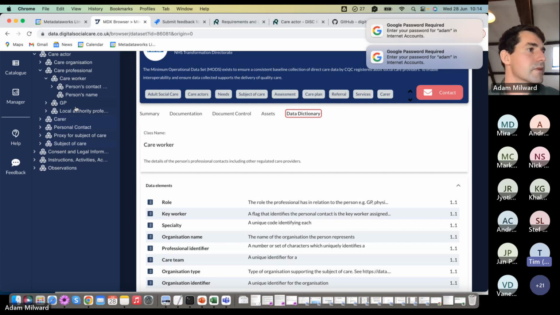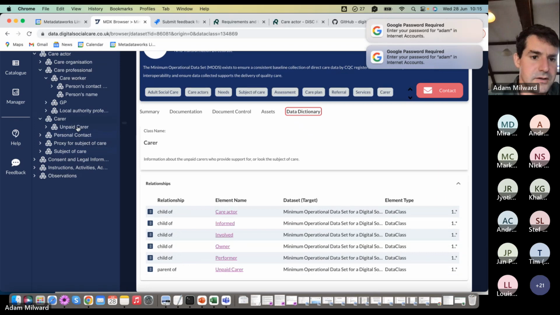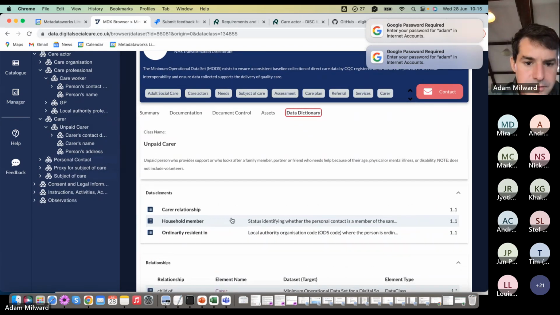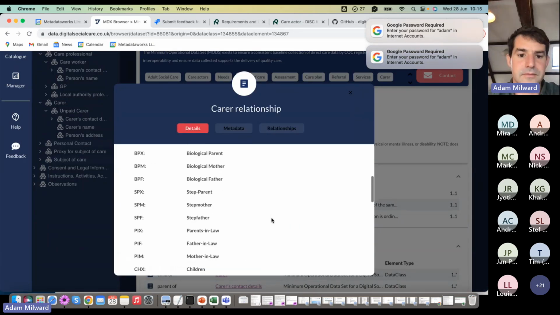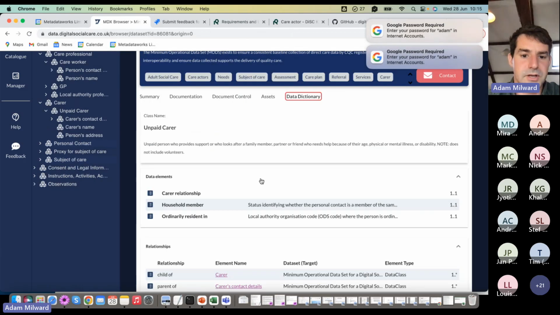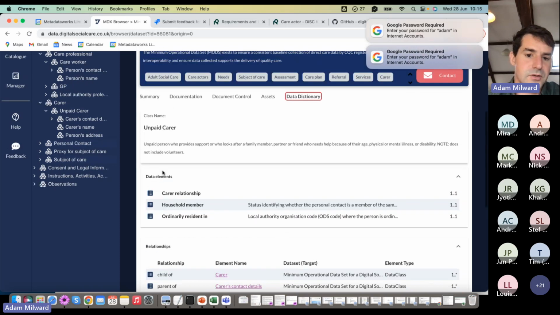Do you capture how close they are so we can devise the relationship circle? So we do have some information around the relationship. We've got the carer relationship that shows the kind of relationship between the person and whether they're a household member. So we're capturing that type of information. Do you think that needs to be extended out?